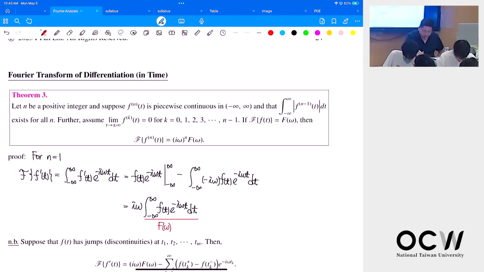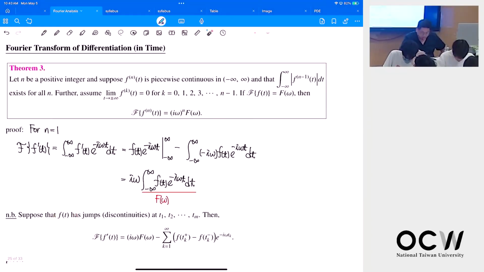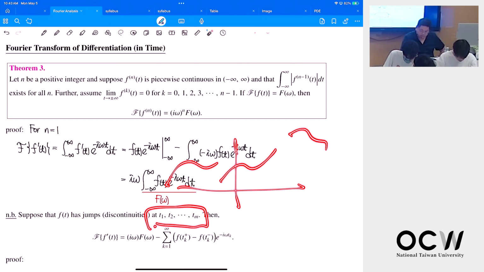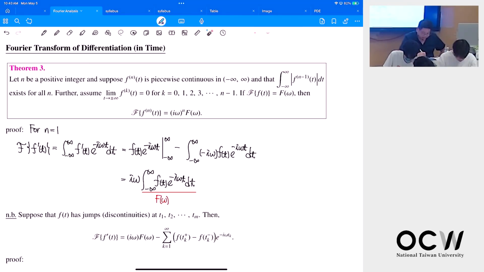All right. Suppose for this function f, we have a discontinuity at some point. Then what is the Fourier transform of, for example, the first derivative? I still create i omega, and then I have an additional term.